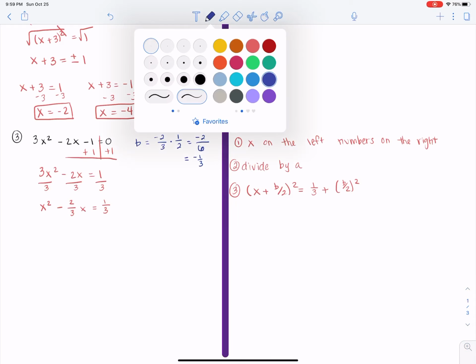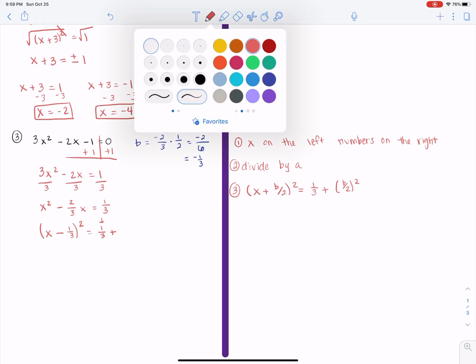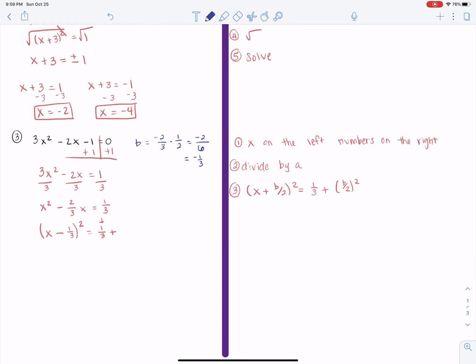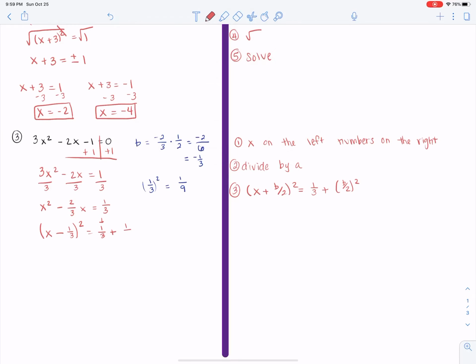Okay, so I've got x minus 1/3. So I just kept the negative with it. X minus 1/3 squared equals this 1/3 plus, now I need to take the answer I got, 1/3, and I need to square it. Okay, well, 1 squared is 1, and 3 squared is 9. So we're going to add 1/9.